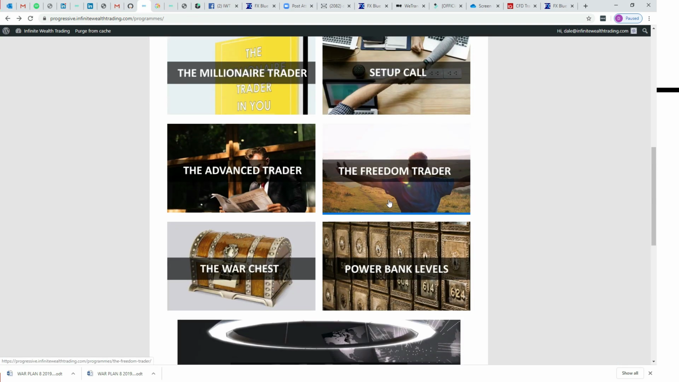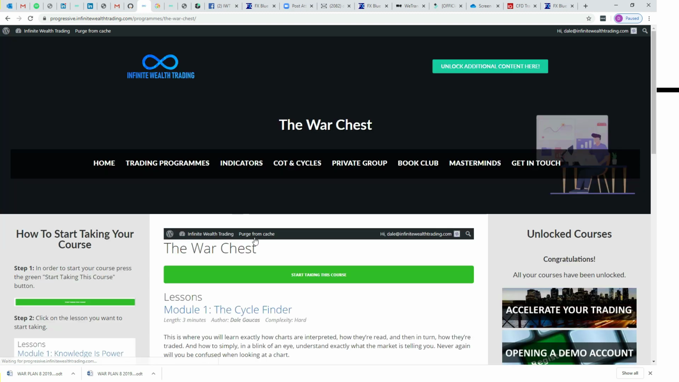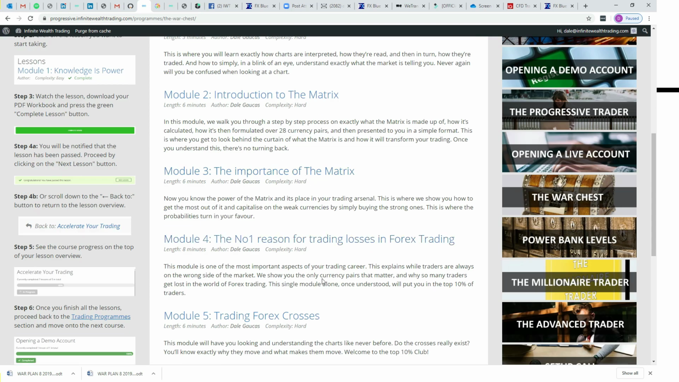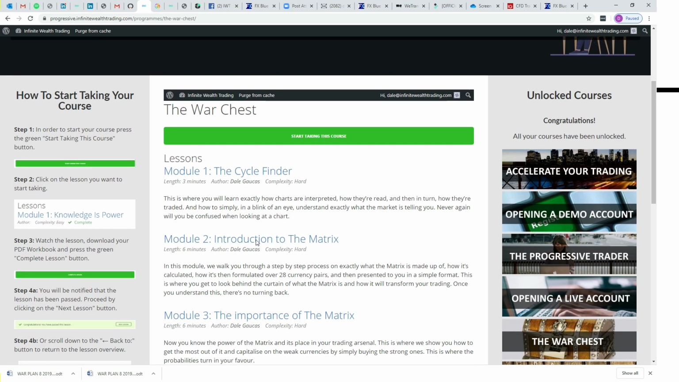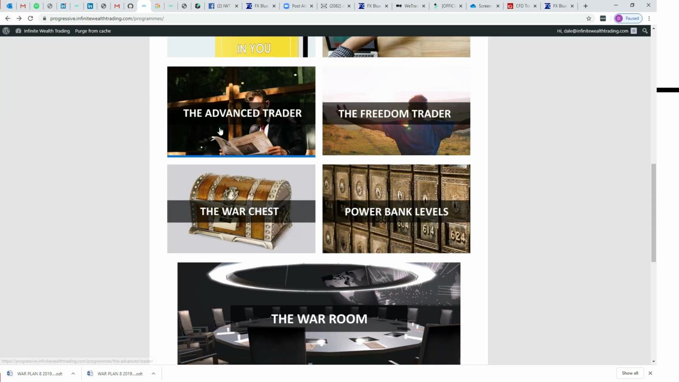So that was the Freedom Trader. You've got your war chest where all your indicators are stated. These are what we use. These explain exactly the importance of each and every indicator, each and every module that will walk you through a step-by-step process.